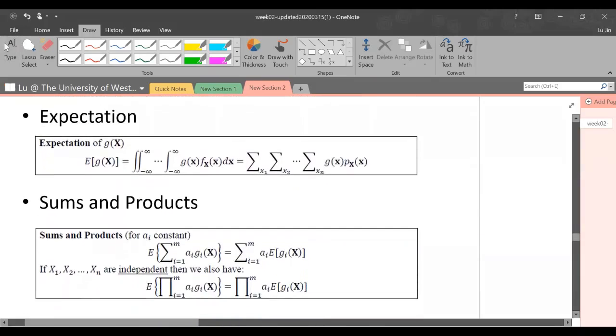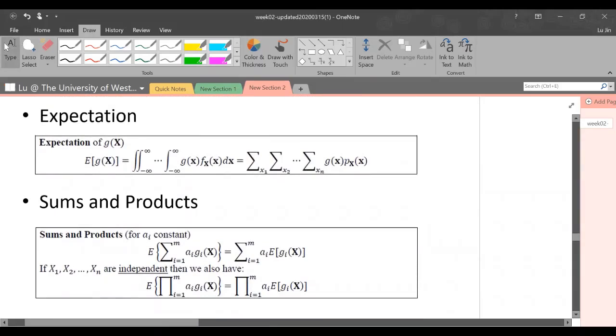Okay, next one, expectation. We're just repeating what we have learned before. For this vector of random variables, the expectation of the g function, which is a function of this vector, is equal to the n times integration.